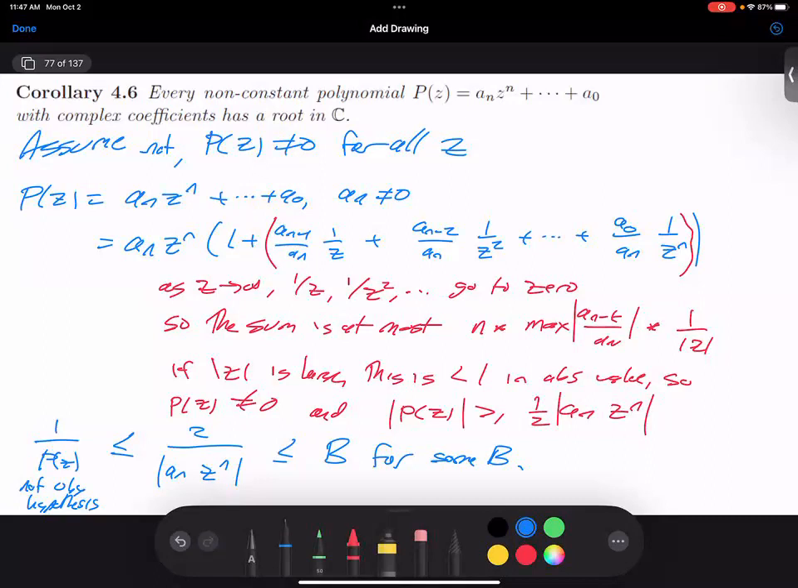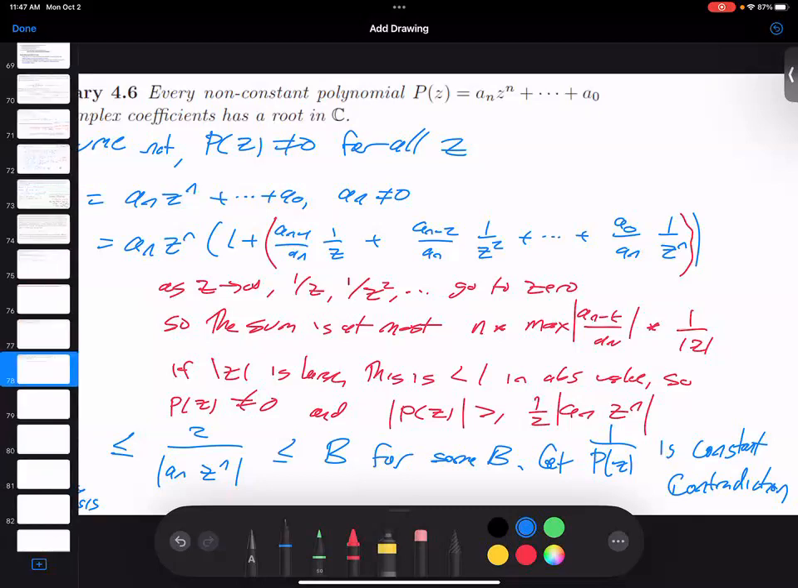So what do we know about a bounded function? And is a polynomial entire? So we get that 1 over P of Z is constant. And that's a contradiction. We assumed we had a polynomial, and a polynomial is going to vary. Technically, I didn't prove that P is constant, I only proved 1 over P is constant. I think we can leave that as an exercise. So we have that P has to be constant, but P is not constant, therefore a contradiction.